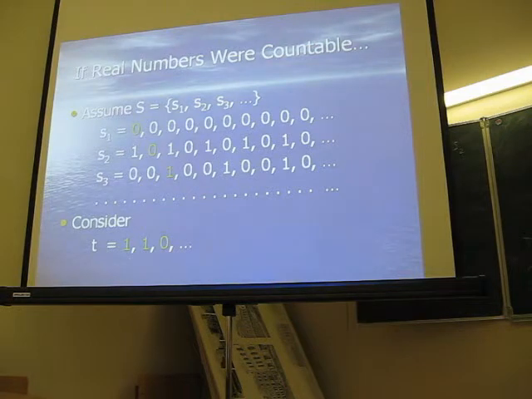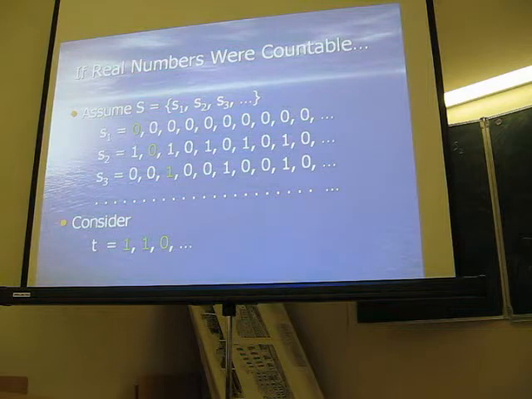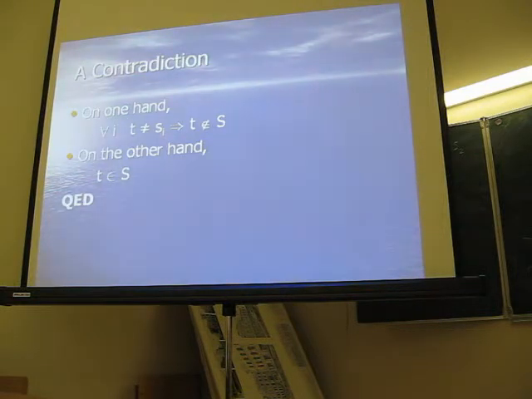So just to summarize what we have learned from this slide: if we assume that S is countable, then we can construct another string that doesn't belong to this set, because T differs from Si in position i, in character i. So T doesn't belong to S, but on the other hand, it should belong to S by definition, because S is the set of all infinite strings. And so we have proven that the set of all real numbers is non-countable.